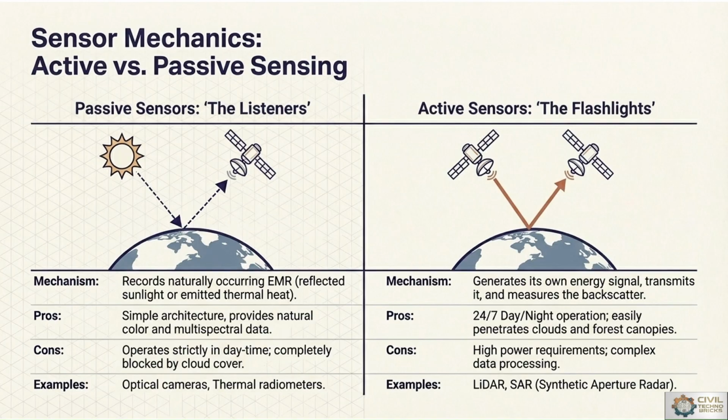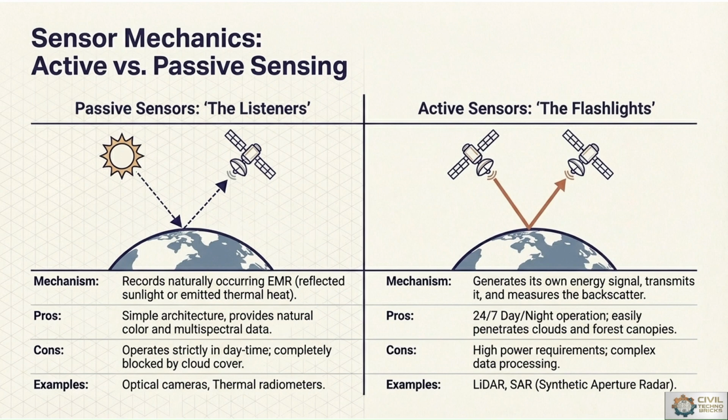With reference to the sensor, there are two types of sensors: active sensors and passive sensors. Passive sensors, they are the listeners. Active sensors, they are the flashlights basically. Now, what is the mechanism for passive sensors? They record naturally occurring electromagnetic radiation, just like reflected sunlight or emitted thermal heat.